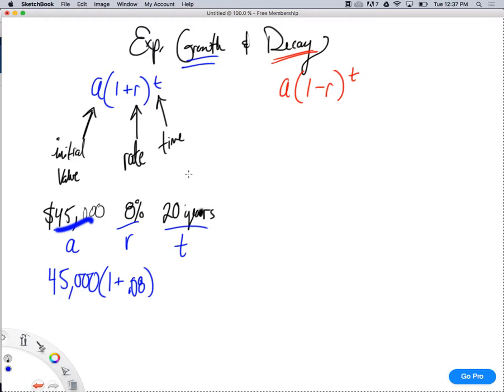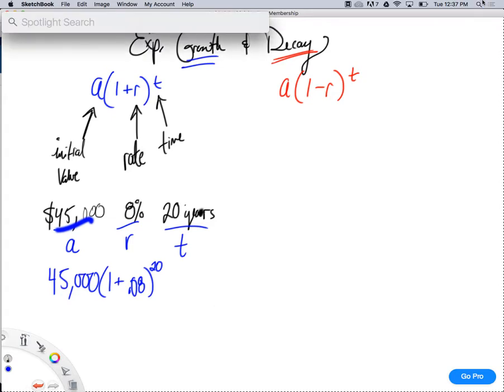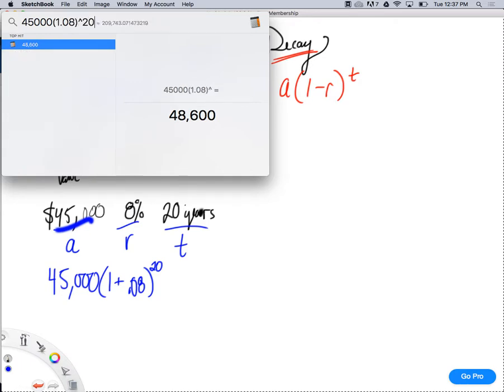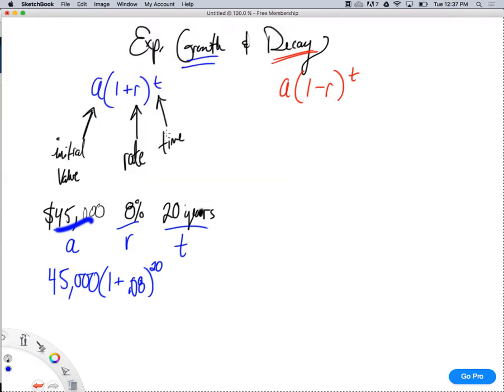Okay. All right. So you plug in t is equal to 20 here. Okay, 45,000 times 1 plus 0.08 to the 20th power. Go ahead and do that in your calculators now, if you have them out. 1.08 to the 20, 209,743.